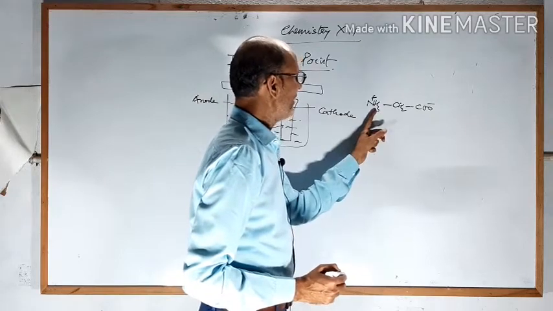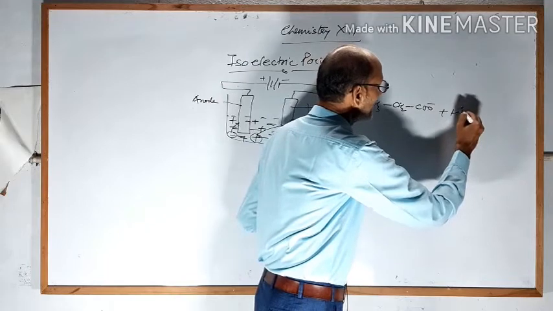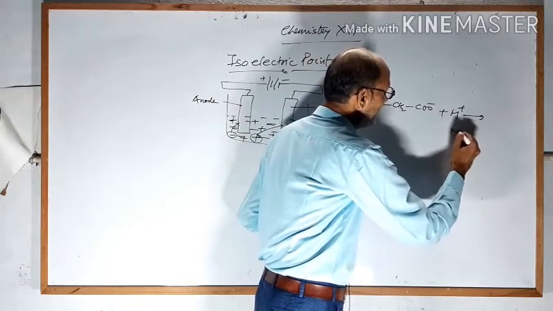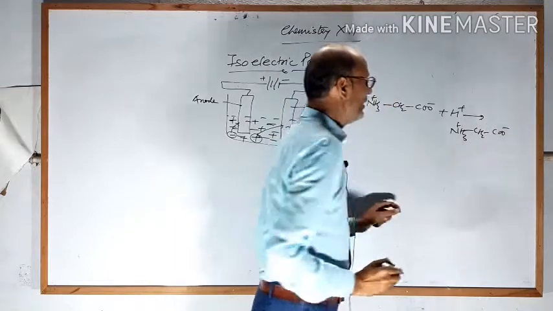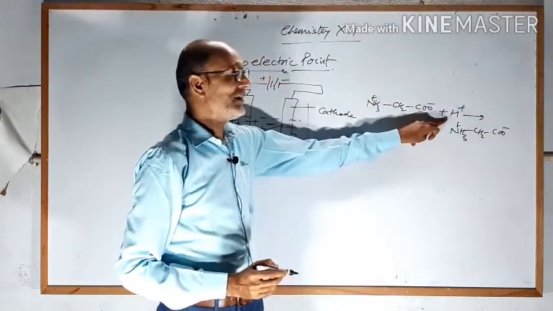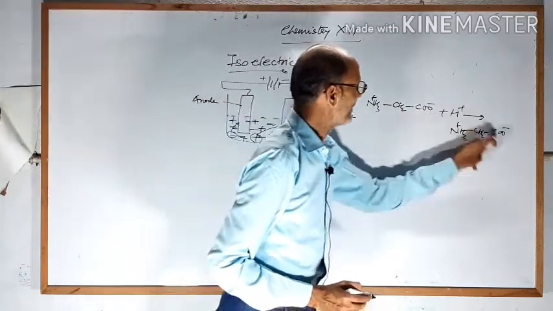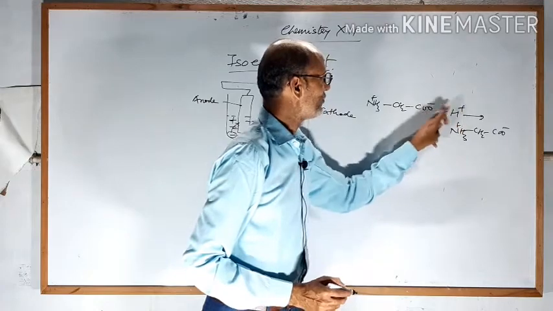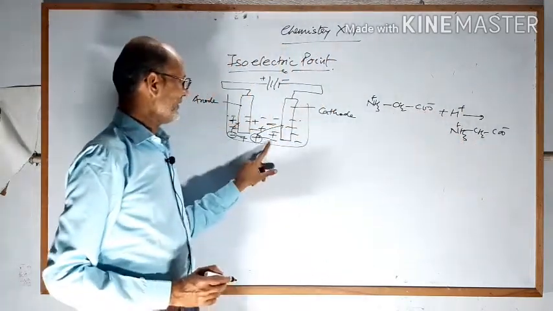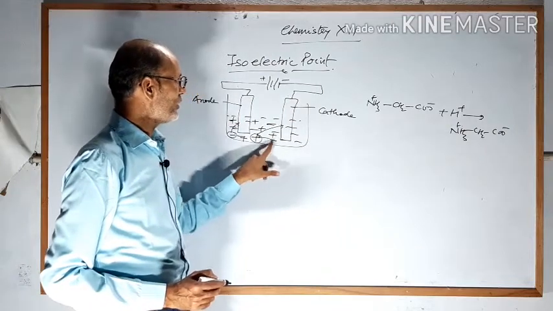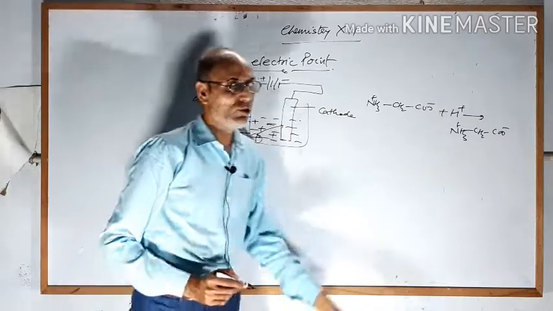If we add acid to this, you will form NH3 positive, single bond CH2, single bond COOH. In case of acidic medium, that means when you add acid to the zwitterion, you will get only the positive ion. The negative ion will be cancelled by the H positive and COO negative. So only the positive ion will be there, and this positive ion moves towards the cathode.